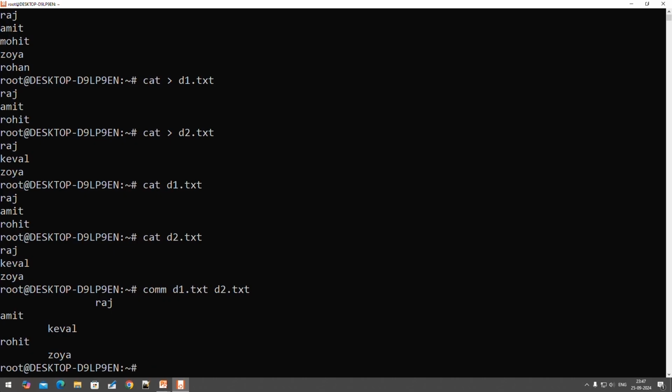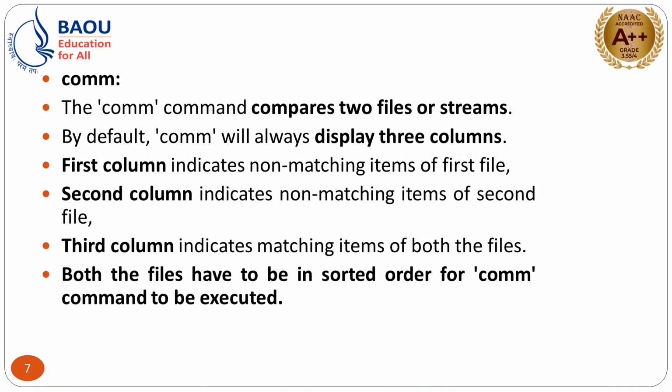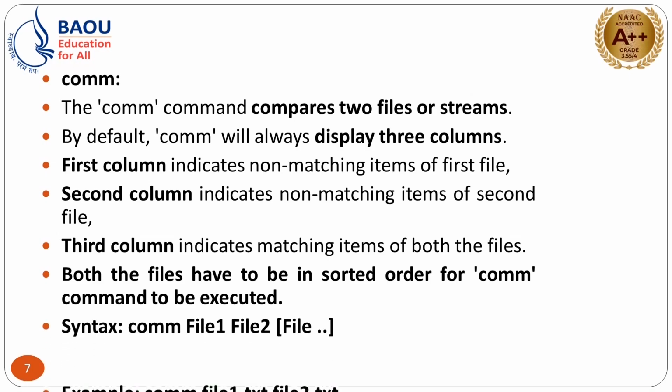I am explaining this output again. The output is in 3 columns, and each column represents a different meaning. The first column is the content available in the first file but not in the second file. The second column represents the contents available in the second file but not in the first file. And the third column represents the common contents in both the files, right? So this way the comm command works.